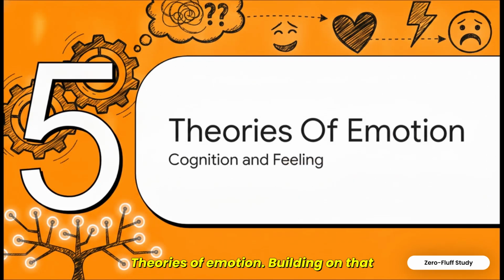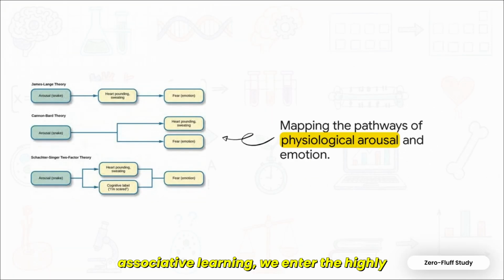Section 5. Theories of Emotion. Building on that associative learning, we enter the highly complex, totally subjective world of human cognitive processing. So the crucial point here is understanding the exact sequence of how we feel. Look at how these three main theories split the timeline. James-Lange says physiological arousal happens first, which then directly causes the emotion. Cannon-Bard argues that the arousal and the feeling of the emotion happen simultaneously, but entirely independently.